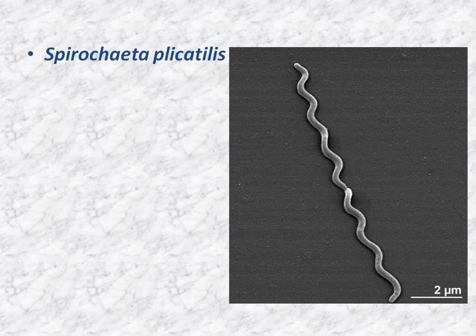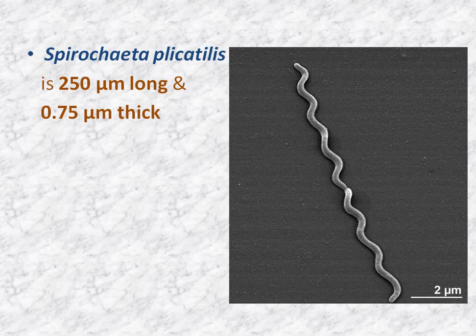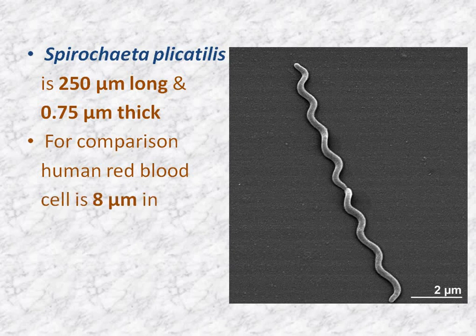Another type is Spirochaeta plicatellis, as you can see in this figure. These are spiral-shaped bacteria, about 250 micrometers long and 0.75 micrometer thin. For comparison, a human red blood cell is 8 micrometers in diameter, so this bacterium is longer than the red blood cell.